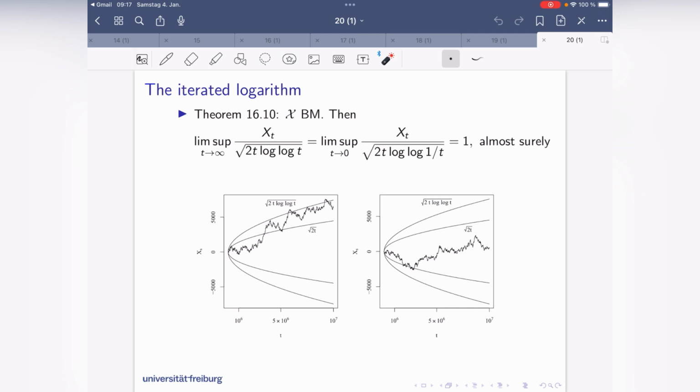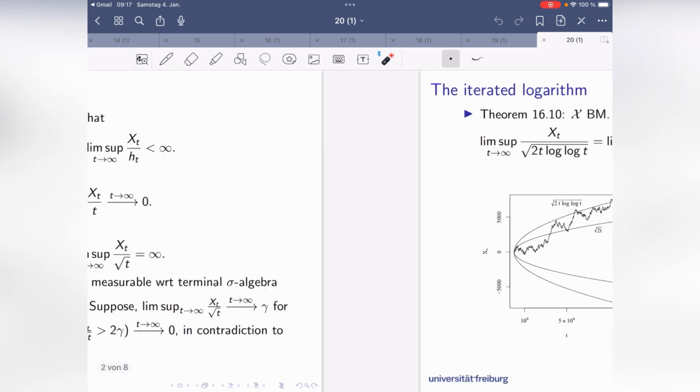In the sense that, as I write it here, X_t divided by this curve, so that's the square root of 2t log t, the lim sup is going to be 1. So the fraction of these two things is going to be 1. In this curve, you might believe it. In this curve, you might not believe it because it behaves differently. But it has a lot of time and can go down and up and hit that curve again and again.